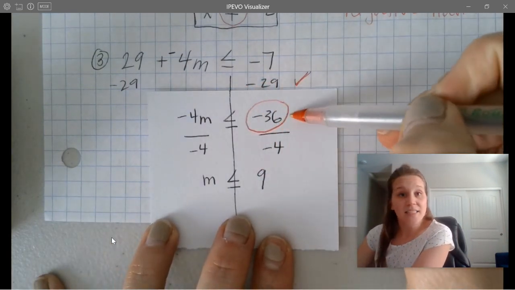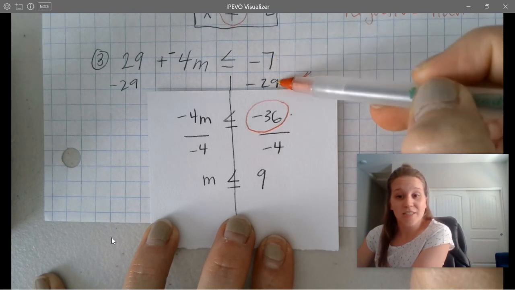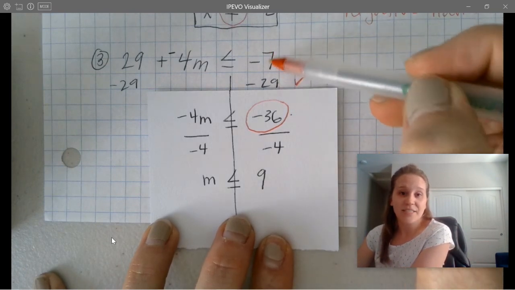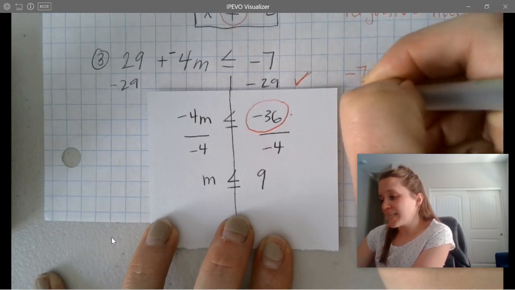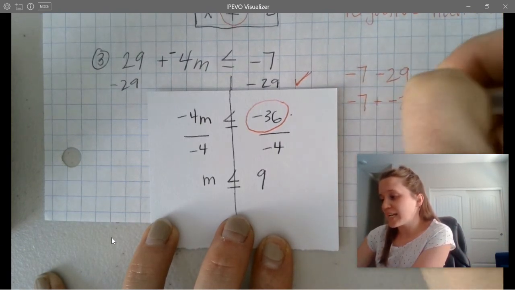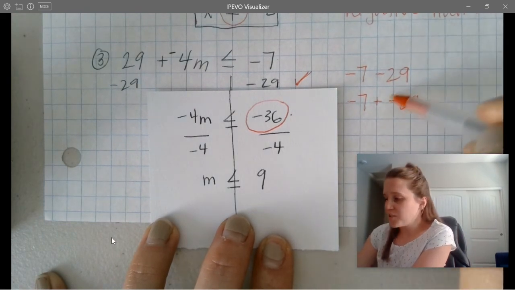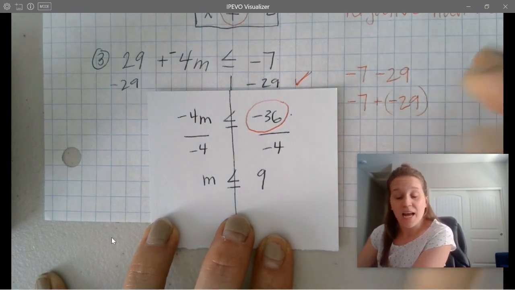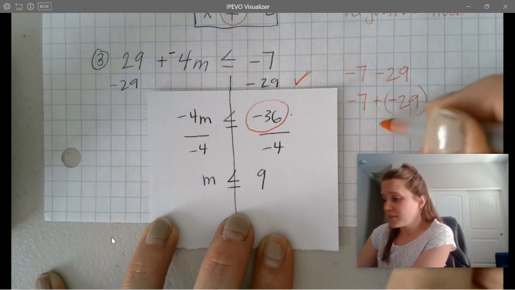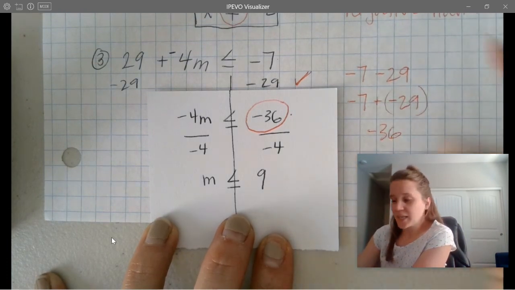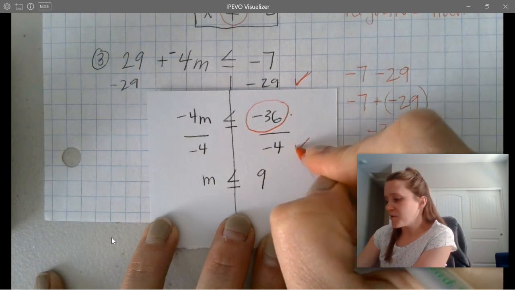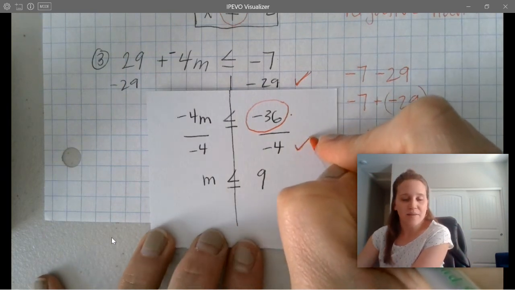If you got something else here, it means you need to slow down on your subtraction facts. Negative 7 minus 29 is the same as negative 7 plus negative 29. When I have two negative numbers being added together, I'm actually going to add their absolute values and keep their sign. That's how I get negative 36. Put a check mark on your paper if you divided by negative 4 on each side.